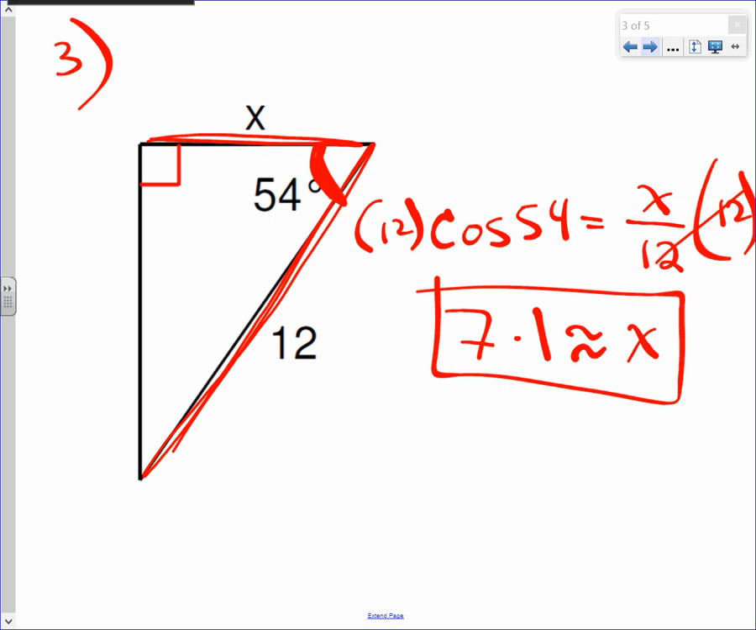You guys are trig masters already. All right. Questions before I go on to number 4? Okay, wait, let's go Medina first and Rios. Go ahead, Medina.